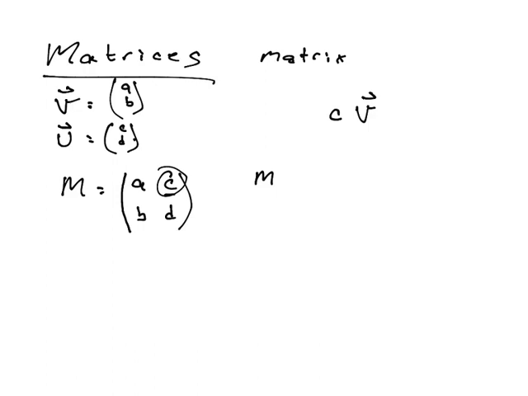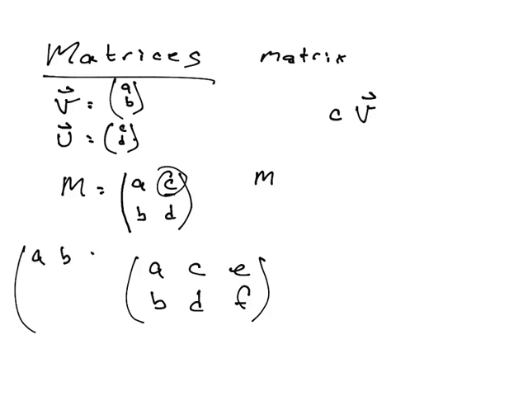of the matrix, because you could have matrices like this: A, C, E, B, D, F. You could have a matrix that looks like that. That's kind of ugly because it's not square. It's not the same number of rows as columns. You could have A, B, C, D, E, F, G, H, I. Now you have a square matrix.